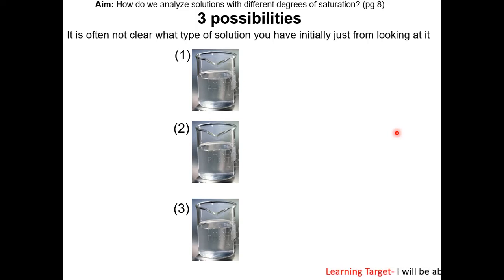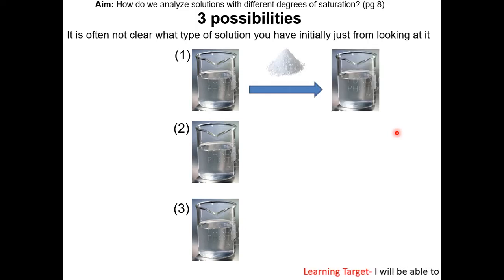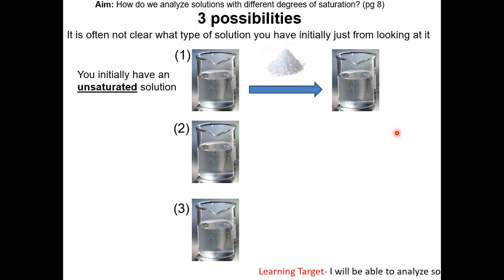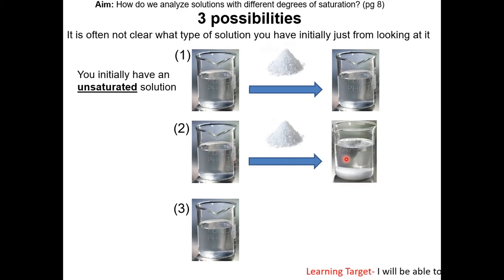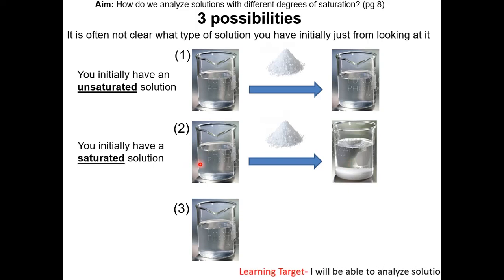Let's look at the first solution. We first add some solute and it dissolves completely. We can say we initially have an unsaturated solution. Now let's add the same amount of solute to solution number 2 and see what happens. Notice this time the solute remains undissolved. We can say we initially have a saturated solution.